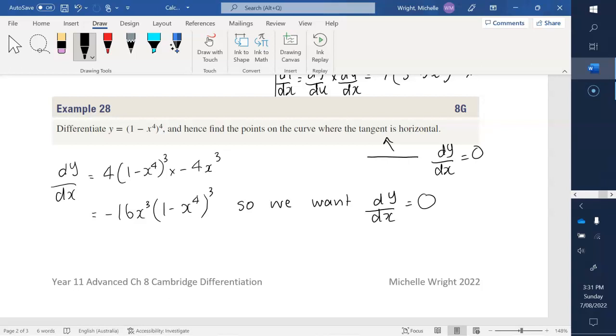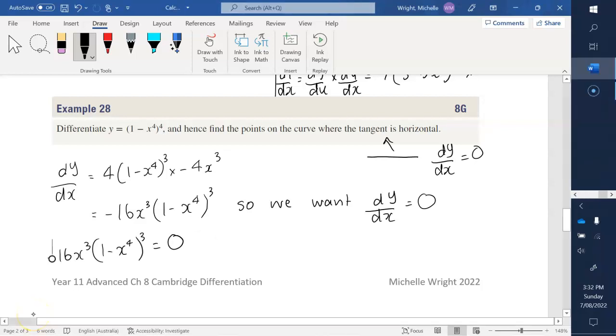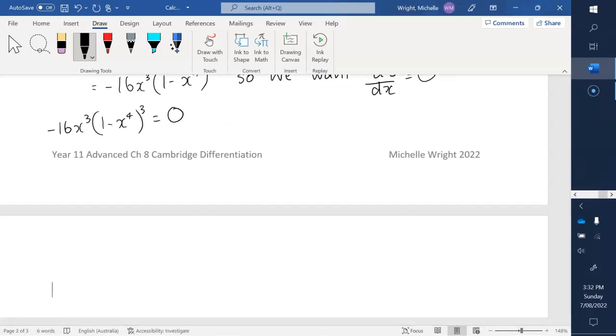So what we want is minus 16x to the power of 3, (1 minus x to the power of 4) to the power of 3 to be equal to 0. Now, this is not a very nice question, it's a little bit harder. So I'm going to go down to the next page and we're going to have a look at what that means. So we've got minus 16x to the power of 3, and then we've got (1 minus x to the power of 4) all cubed is equal to 0.